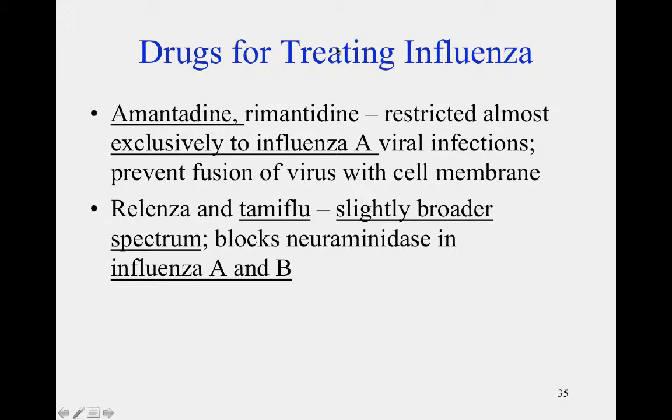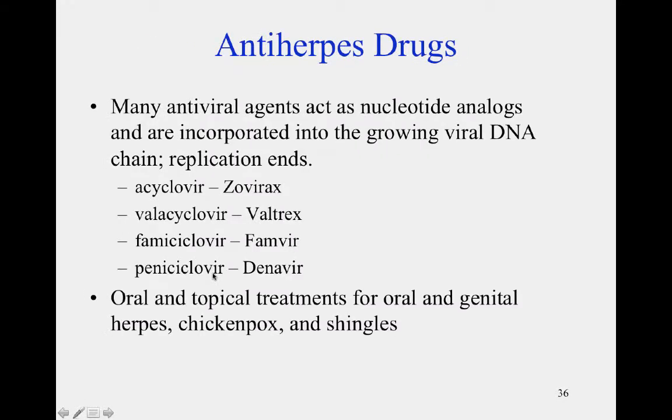Now, specific drugs used to treat influenza, for example, amantadine, are restricted almost exclusively to influenza A, and it will prevent fusion of the virus with the membrane. Tamiflu is one you guys have probably heard of that will block neuraminidase. So think of a flu virus, H1N1. The H stands for hemagglutinin, the N stands for neuraminidase. So it's an enzyme that's involved in the attachment and the fusion of that virus with the host cell. So Tamiflu blocks that activity in the case of influenza A and B infections.